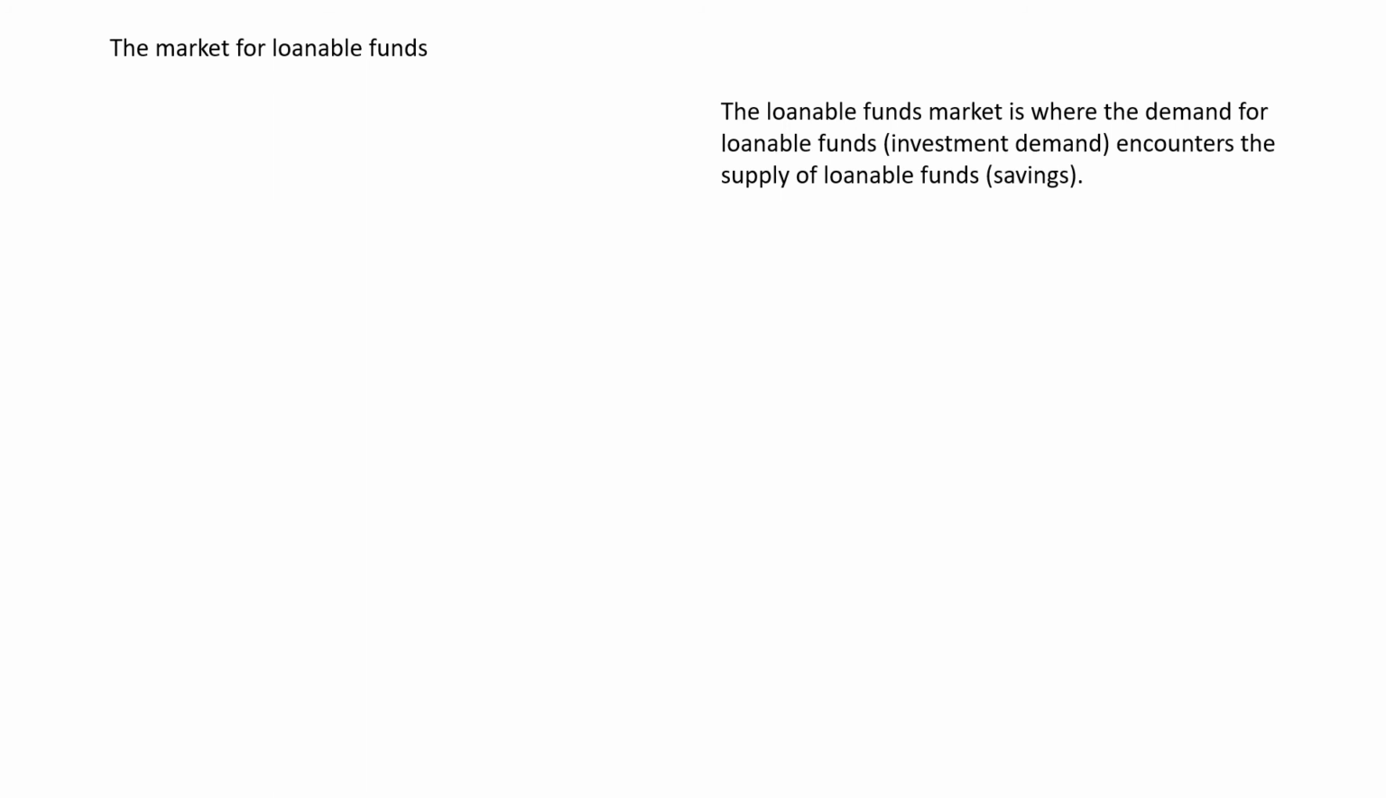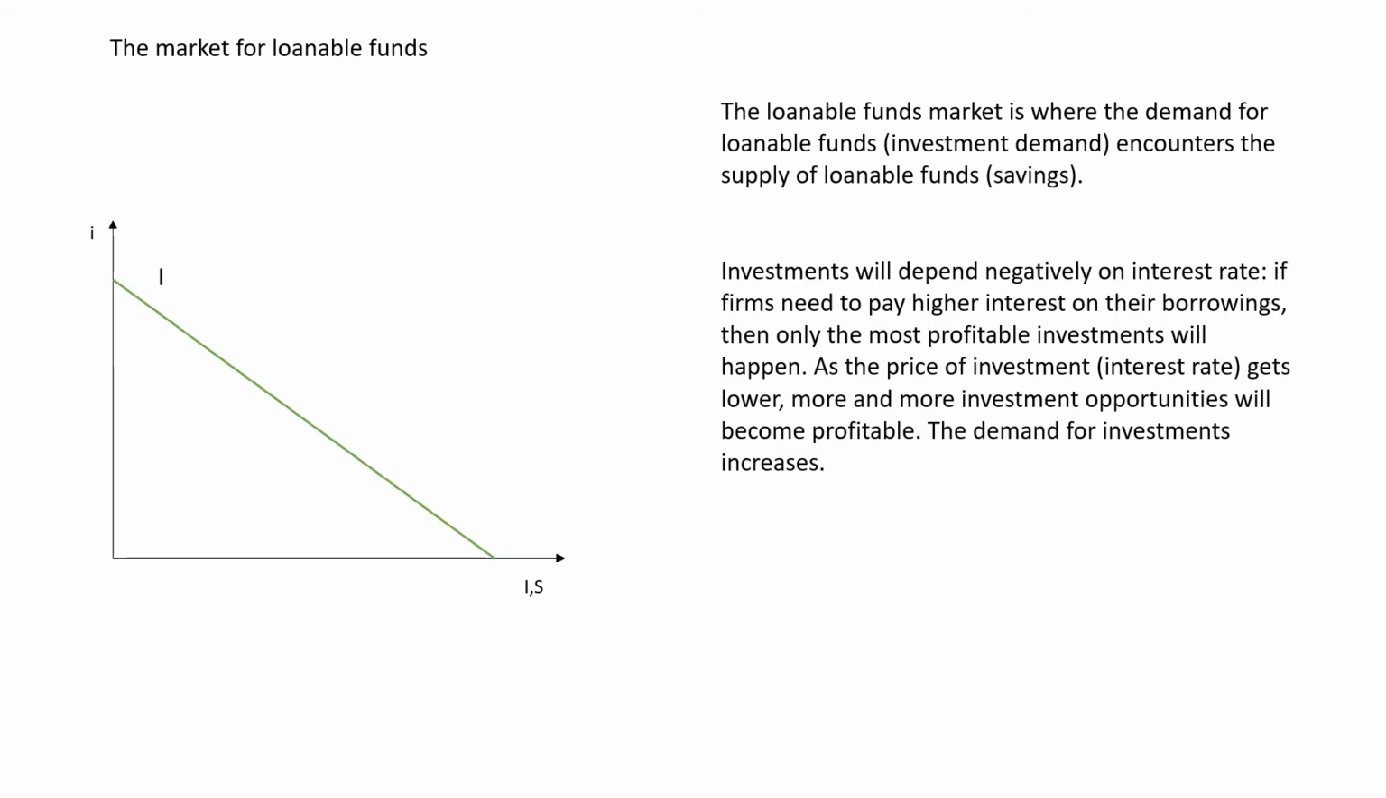Now we are in the position to draw a very simple graph for the market of loanable funds. So we have here two sides, a demand side, which is the investment demand, and the supply side, which are the savings. It is usual to depict this system with interest rate being on the vertical axis and investments and savings being on the horizontal axis. We start with the investment demand. This is the green negatively sloped line on the graph. Investments will depend negatively on the interest rate.